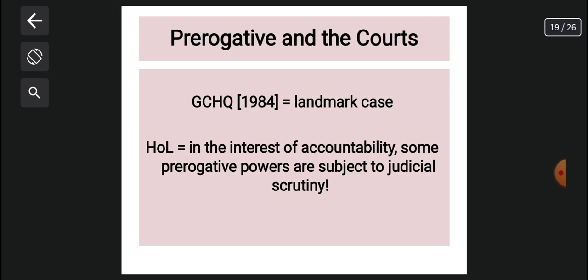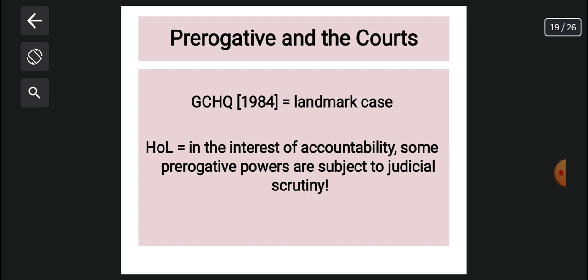And then in the next slide, there is another case, the GCHQ 1984 landmark case. The House of Lords held that, in the interest of accountability, some prerogative powers are subject to judicial scrutiny. What happened in this case was that the employees of GCHQ, which stands for Government Communications Headquarters. In 1980, the government led by Margaret Thatcher passed a rule that no employee of the GCHQ is allowed to join any trade unions.